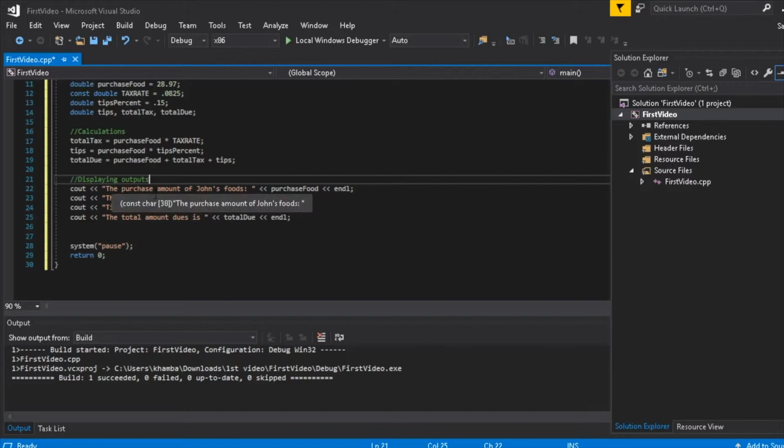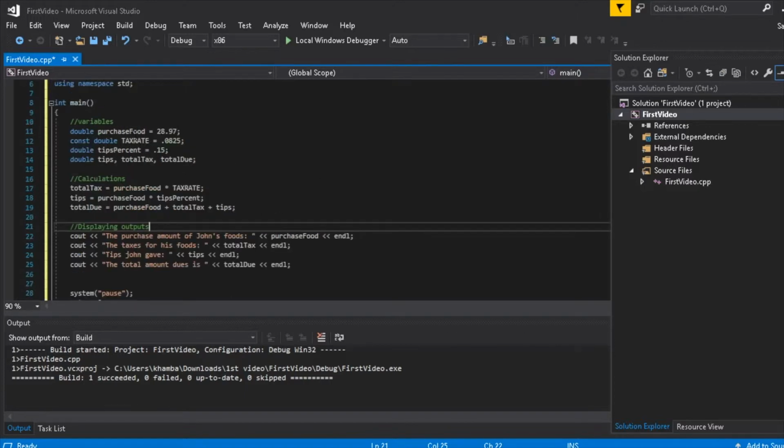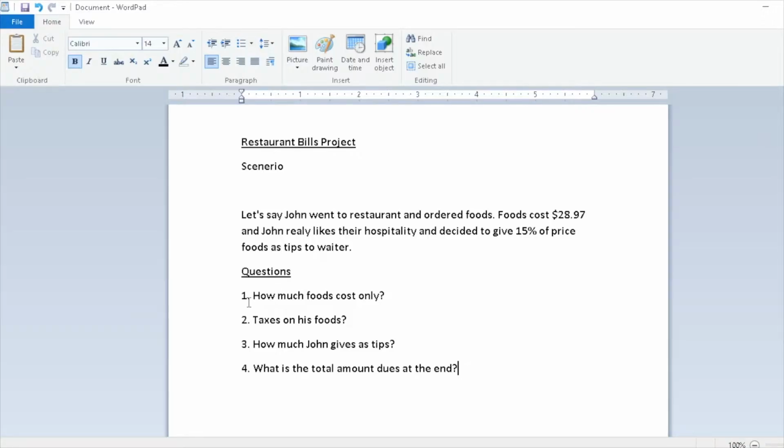The purchase amount of John's food is purchase food. We know that purchase food is $28.97, so it should output: the purchase amount of John's food is $28.97. That's the answer of number 1.